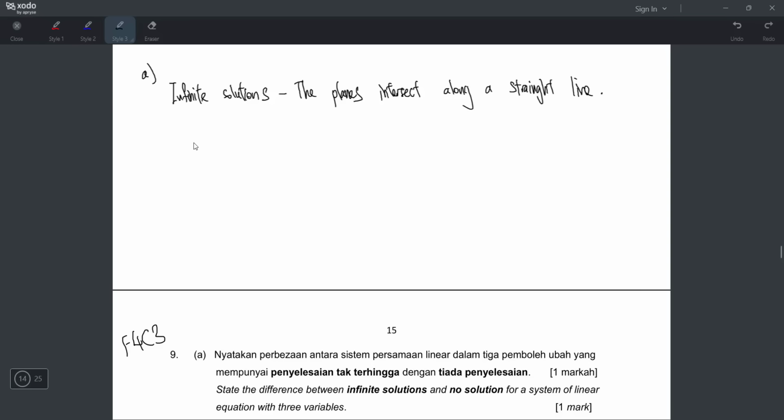Okay. Now, for no solution, what does it mean? The planes, it's 2D planes, do not intersect. Actually, do not intersect. Do not, because planes is plural, so you have to write do, you cannot write does not. Do not intersect at any point. Okay, let me explain further what I'm writing here.